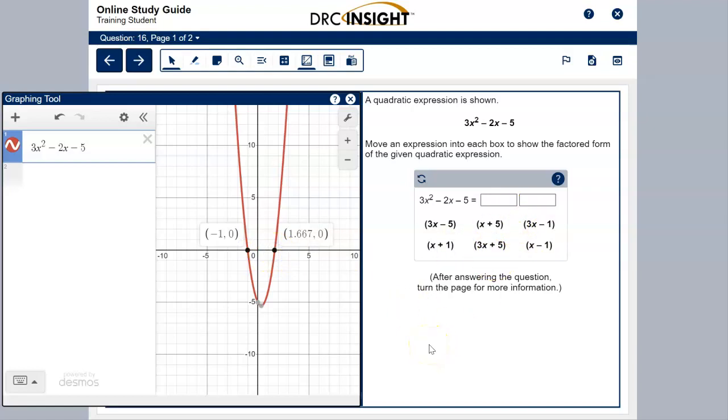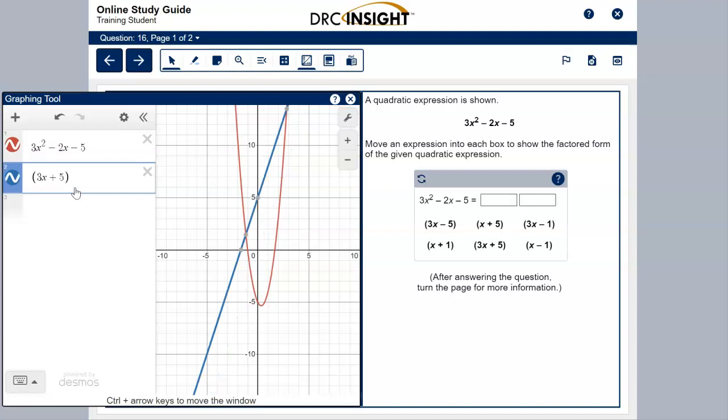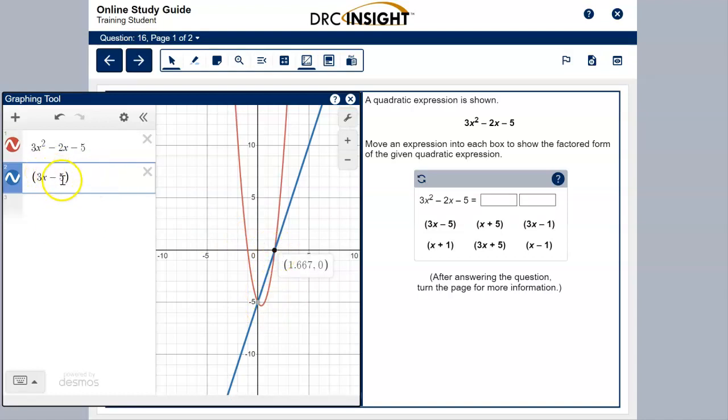One of the clues is that you do have a 3 in the front, so that 3 is probably important. Let's just pick one. I'll say 3x plus 5. When I type 3x plus 5, it should intersect one of these x-intercepts. It doesn't, so I'm not going to use 3x plus 5. Let's try 3x minus 5. And that one does intersect one of the x-intercepts, so I'm going to keep that binomial.